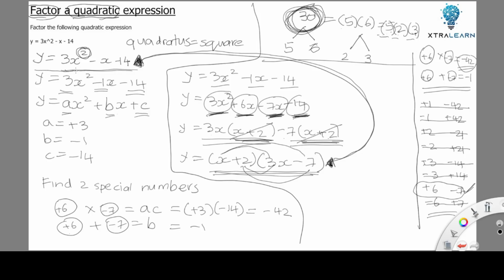If you were to graph this function and then graph this function as well, you would see that those two functions are identical because they would give you the same identical graph. And that's the end of the explanation on how to factor a quadratic expression.